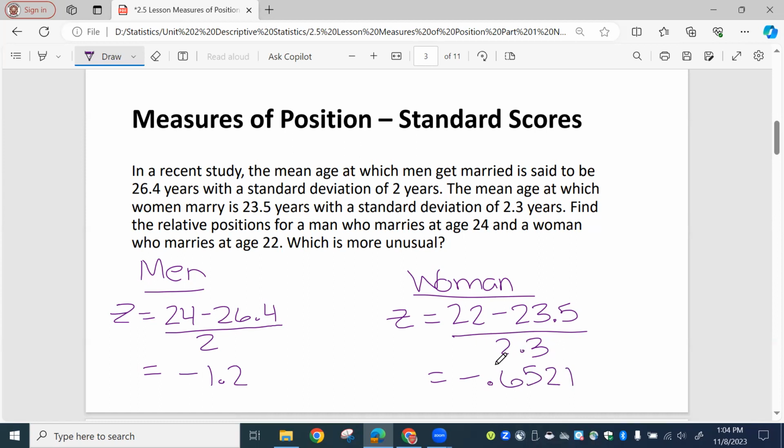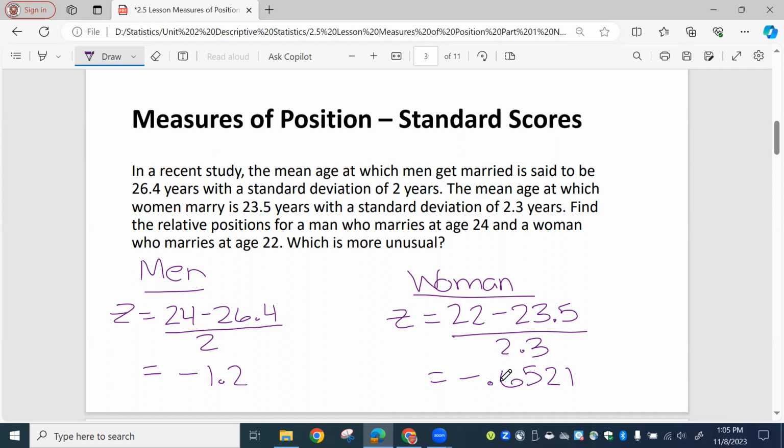The bigger the z-score, or I should say the further away from the mean, the more unusual a value is. And so even though our woman is younger when she gets married than the man in this problem, it's less unusual for her to be married at 22 than the 24-year-old man. She has a z-score that is smaller.